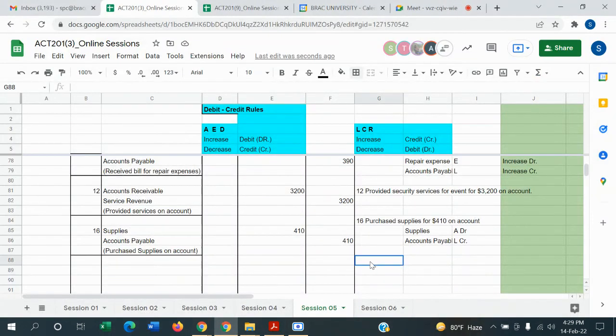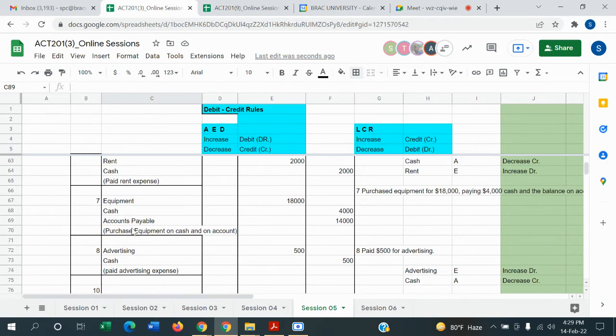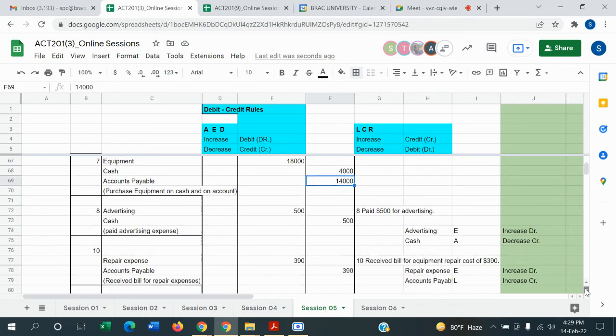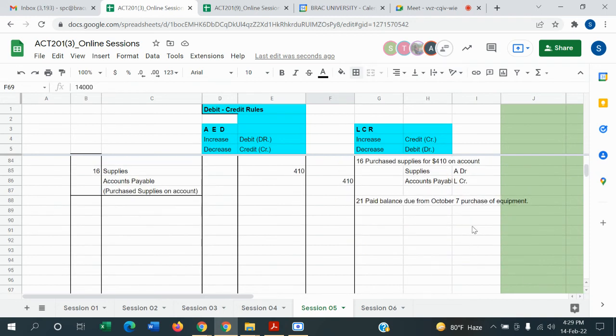21. Paid balance due from October 7 purchase of equipment. What happened on October 7? On October 7, we purchased an equipment for 18,000. We paid cash of 4,000 and there was a balance due of 14,000. That means this amount will be paid later on. Now they mention that you are going to pay that due amount.